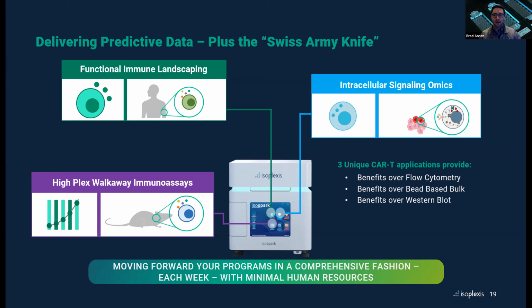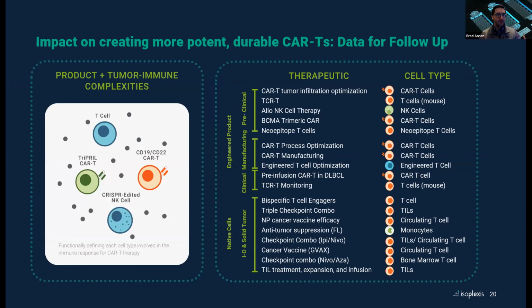So really what we have is kind of the Swiss Army knife of proteomics, where you get this fully end-to-end automation application, where you can take a couple different looks, both at the bulk and then single cell level, at what's going on with your cells and really get a better understanding of either the secretions or the phosphoproteins within those cells themselves. To really wrap it up, we're delivering this impactful data to create more potent, durable therapeutics.